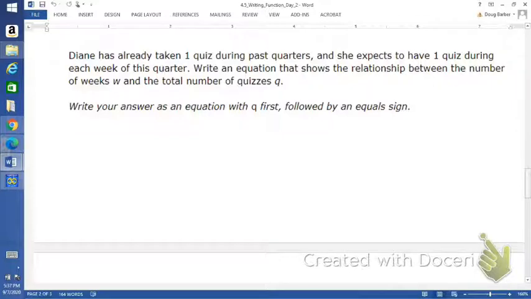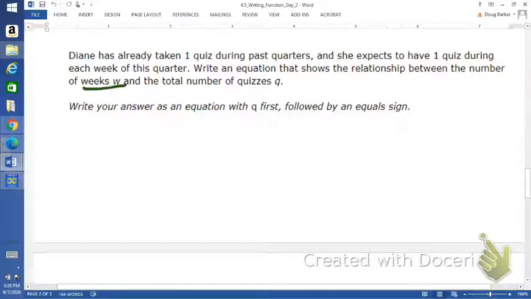Okay, finally, the last one, number 7. Diane has already taken 1 quiz during past quarters, and she expects to have 1 quiz during each week of this quarter. Write an equation that shows the relationship between the number of weeks W and the total number of quizzes Q. Now it says write your answer as an equation with Q first, followed by an equal sign. Alright, so our variables it tells us. Let's write those down first.